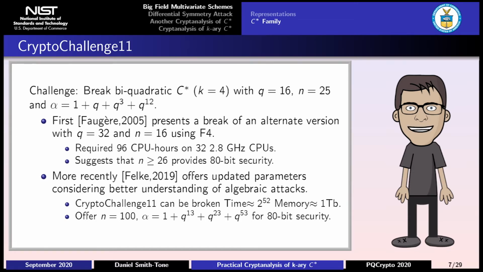Still, breaking this small instance required 96 CPU hours on reasonably fast machines. As a result, Faugère conjectured that for values of n of at least 26, 80-bit security can be achieved. More recently, about a year and a half ago, Felke revisited Crypto Challenge 11 and concluded that it can be broken in 2^52 field operations with about 1.3 terabits of memory. It is then conjectured that setting n to 100 achieves 80-bit security.